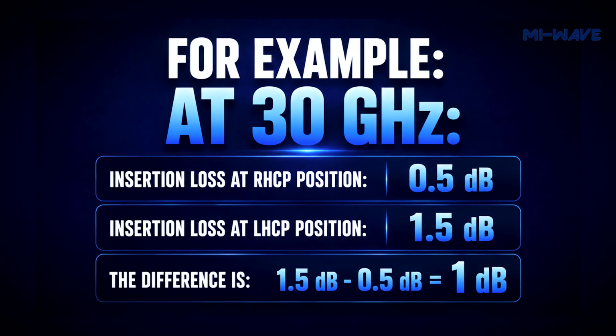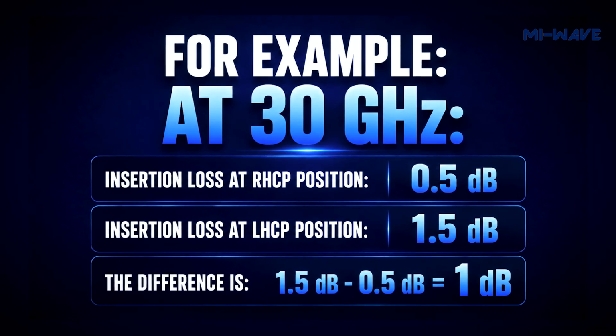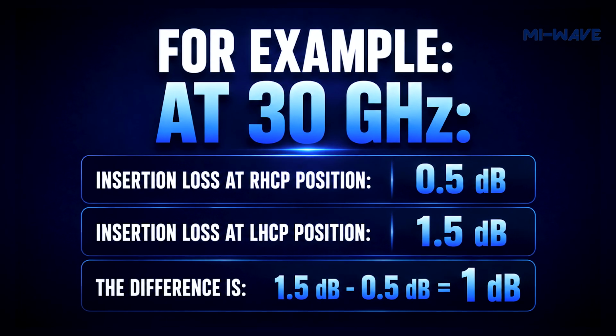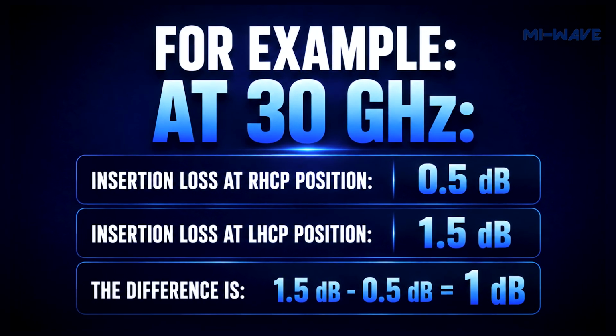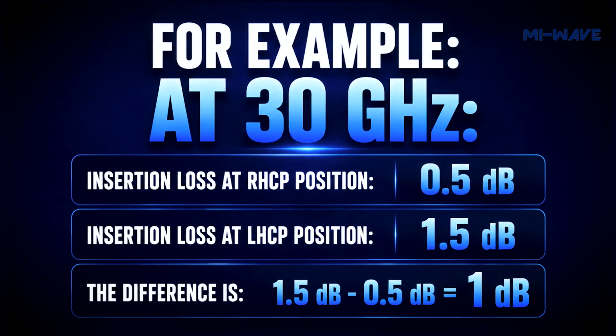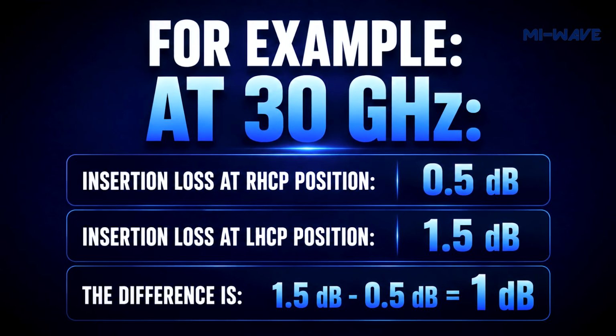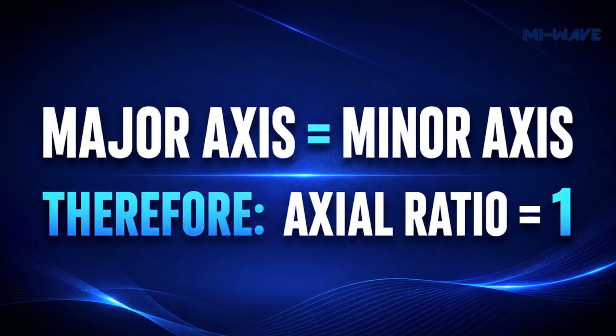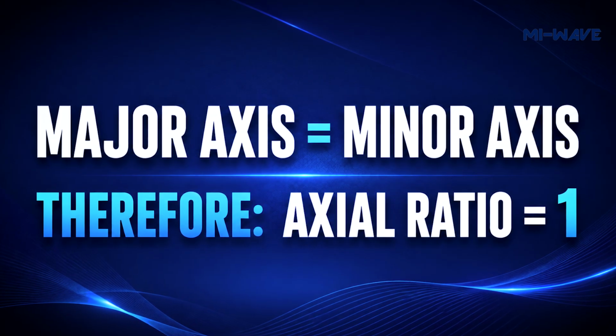For example, at 30 GHz, insertion loss at RHCP position is 0.5 dB. Insertion loss at LHCP position is 1.5 dB. The difference is 1.5 dB minus 0.5 dB, which equals 1 dB. This difference represents the axial ratio performance of the polarizer. The smaller difference means better circular polarization purity. For perfect circular polarization, major axis is equal to minor axis. Therefore, axial ratio is equal to 1.